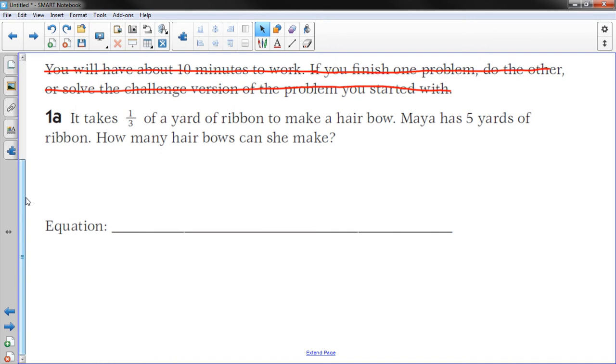So let's get started. 1A. It takes 1/3 of a yard of ribbon to make a hair bow. Maya has 5 yards of ribbon. How many hair bows can she make? All right, let's draw 5 yards. Let's see, actually, I'm going to do something a little different. So I'm going to make 5 things and cut them into thirds.